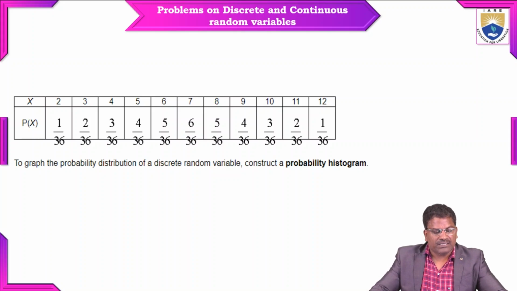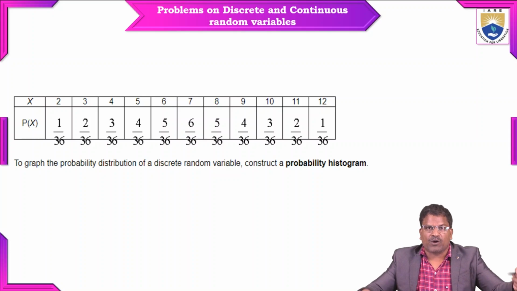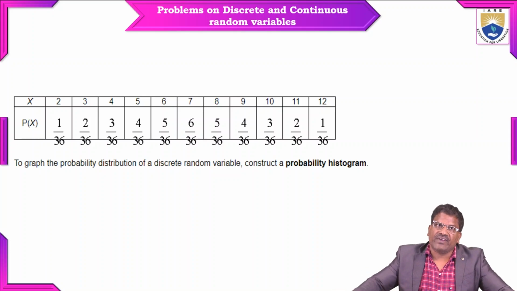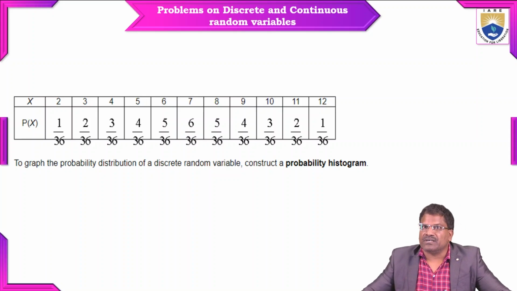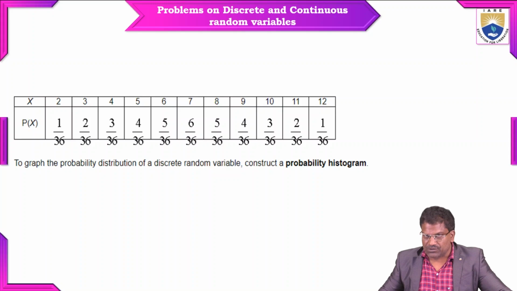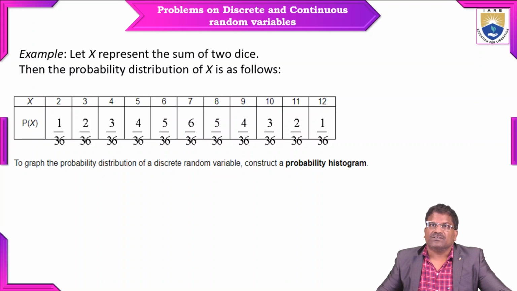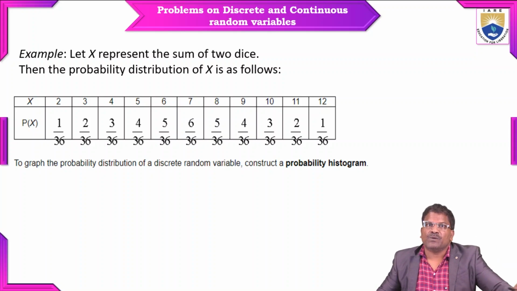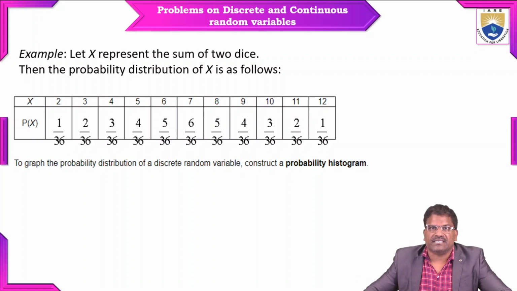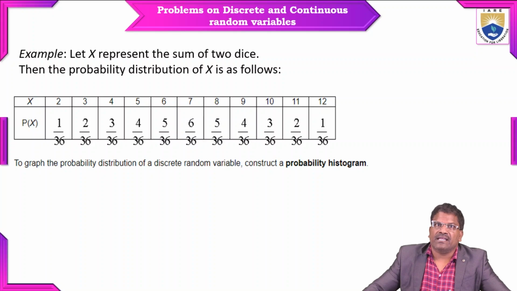Here, this graph shows the probability distribution of a discrete random variable. Now, we are going to construct a probability histogram for this. So for that, here X represents the sum of two dice. Then the probability distribution of X is as follows.